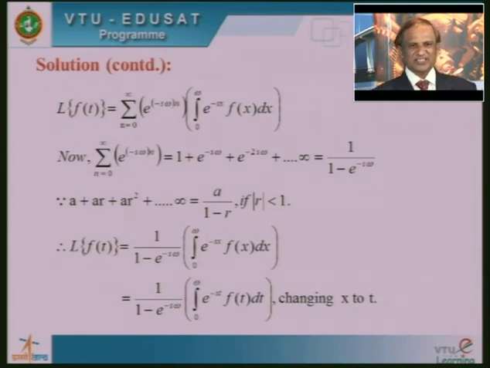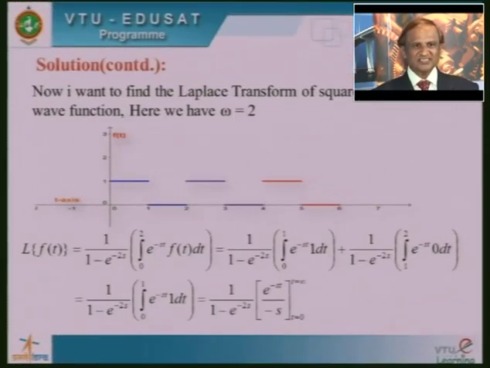Is it clear? Within the bracket, integration of 0 to ω, e to the power minus sx f of x dx, I have written as it is. Is it clear? So that is equal to 1 divided by 1 minus e to the power minus s into ω, integration of 0 to infinity e to the power minus st f of t dt. Is it clear? So here x is a dummy variable, t is a dummy variable. I can change x to t. Is it clear? I hope you will get the required equation, right? So that is the required equation.